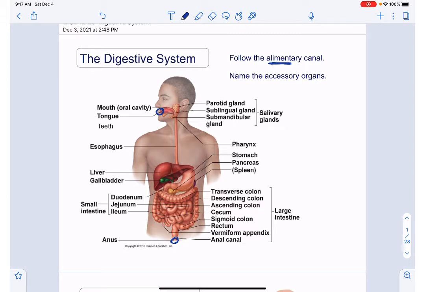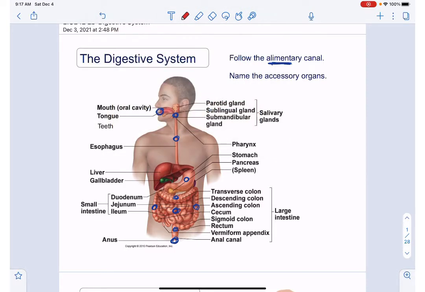So just to briefly go through it, we have the mouth, and the mouth becomes the pharynx or the throat, which becomes the esophagus. Then we get down into the stomach. Then that gives way to the small intestines. Then we get into the large intestine, and that becomes the rectum and the anus. So that's the alimentary canal. And this is the canal that food is going to pass through as we try to break down those nutrients and absorb them into the bloodstream.